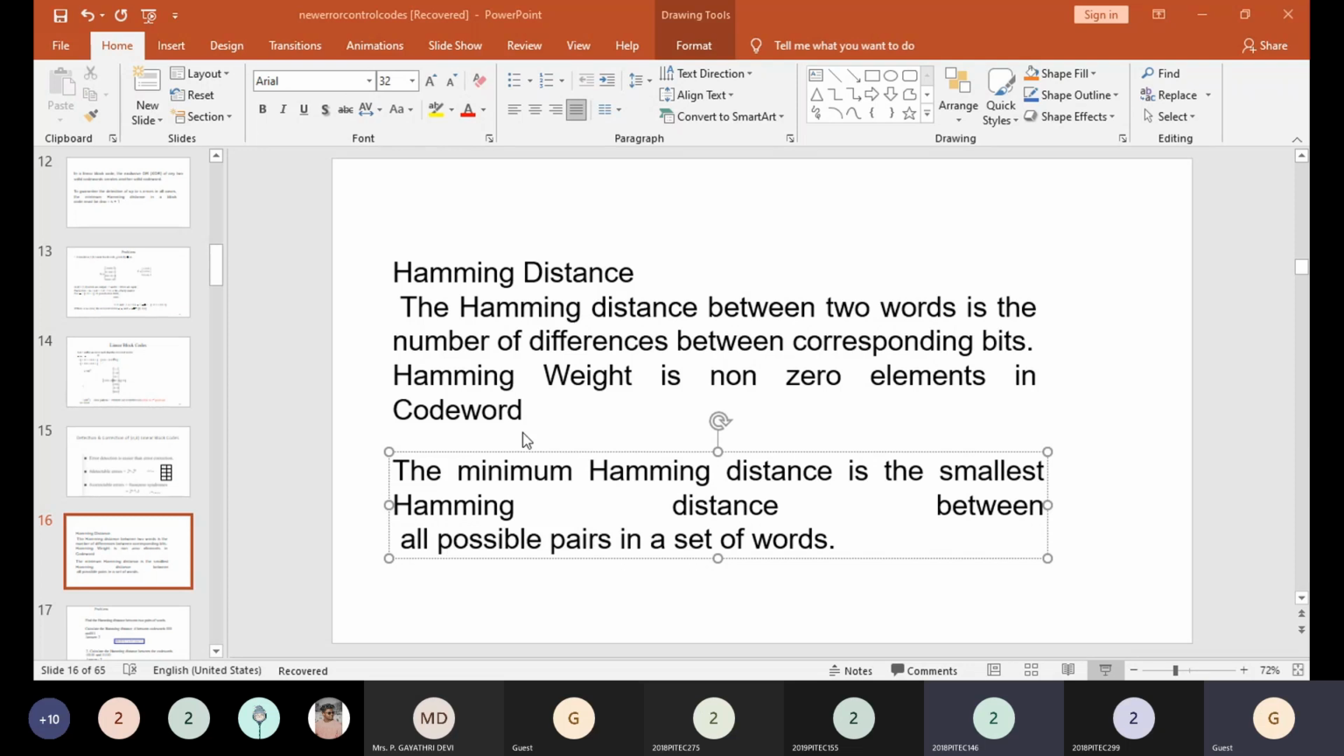Likewise, the sum of two code words will also result in another code word according to the property. So if you XOR the two code words, 1 with 0 is 1, 1 with 1 is 0, 0 with 0 is 0, 0 with 0 is 0, 0 with 1 is 1, and 0 with 1 is 1. So this is the resultant code word.